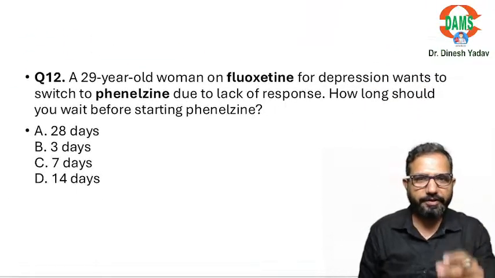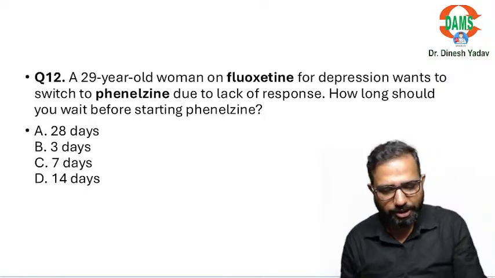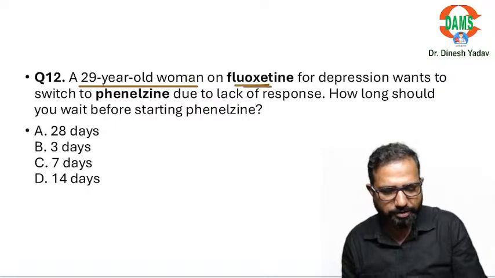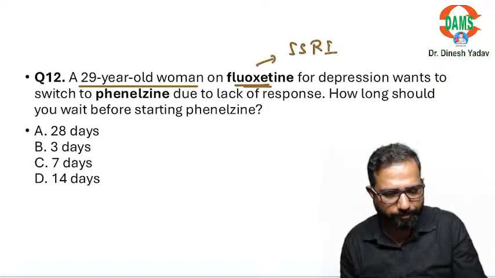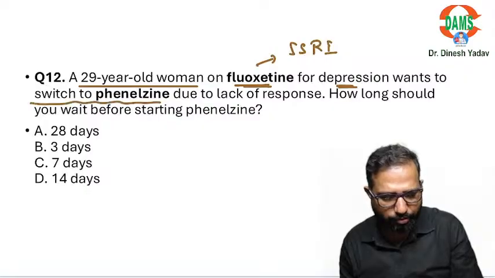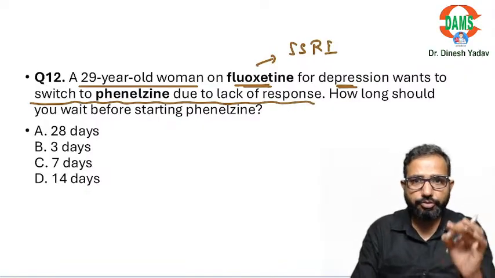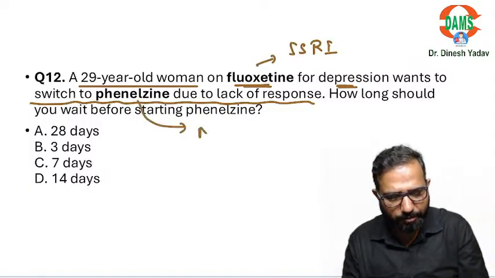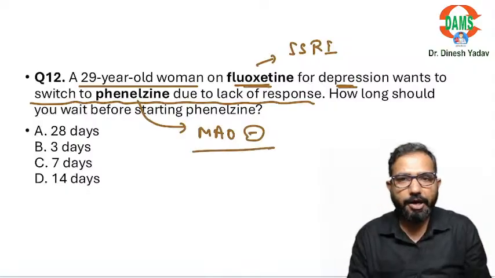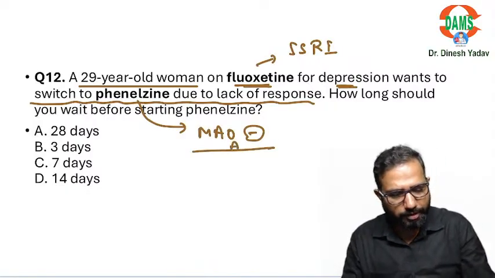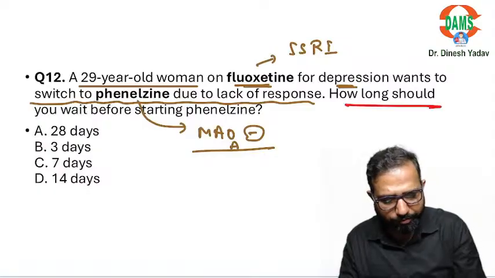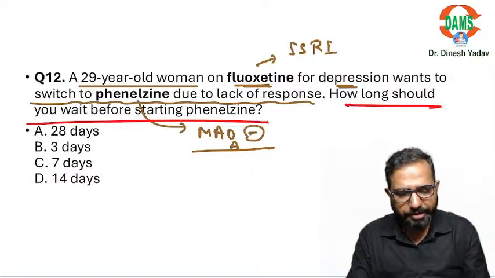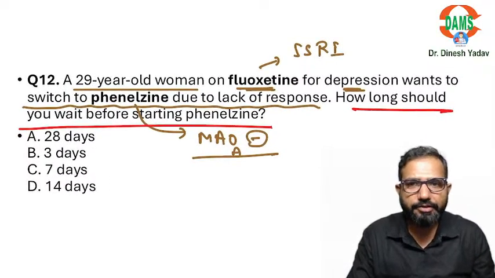Okay, let's see the next question, your favorite question from the depression. A 29-year-old woman on fluoxetine, you know the fluoxetine is SSRI, for depression, wants to switch to phenelzine due to lack of response. Phenelzine is one of the MAO inhibitors. So, how long should you wait before starting the phenelzine, bache? How many days should we wait? Options are 28 days, 3 days, 7 days, 14 days. What do you think, guys?